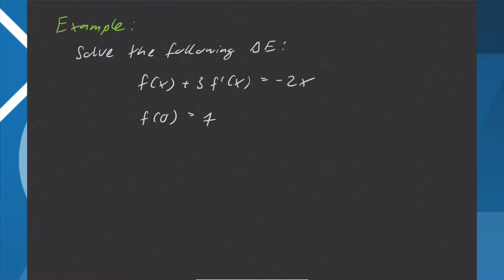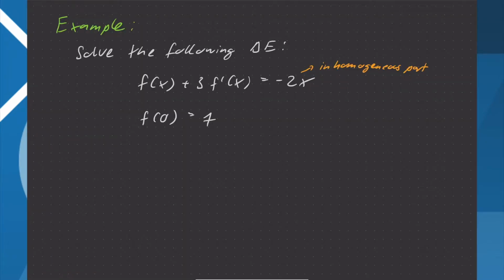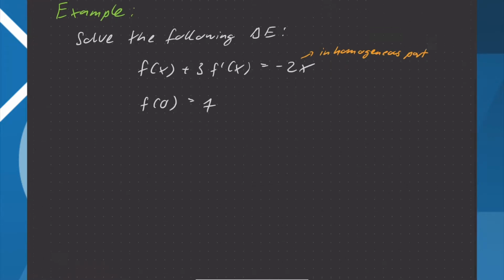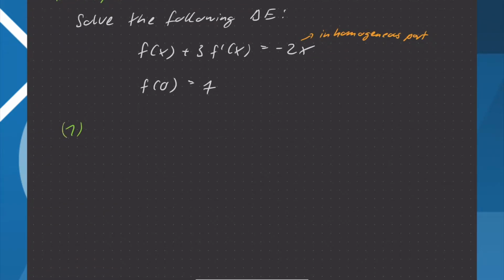So let's first mention that this right-hand part here, this is the inhomogeneous part. That is the part that does not include f or one of its derivatives, so that's the inhomogeneity of this differential equation. So, as you know, we will start with the homogeneous part first. The homogeneous differential equation is f of x plus 3f prime of x equals 0.